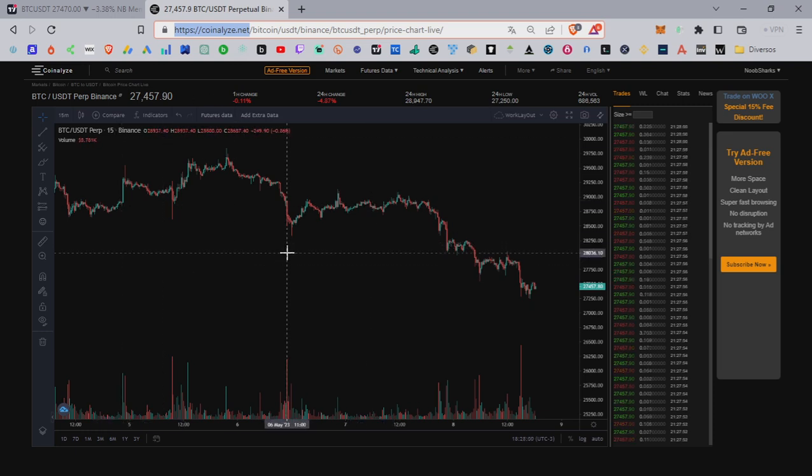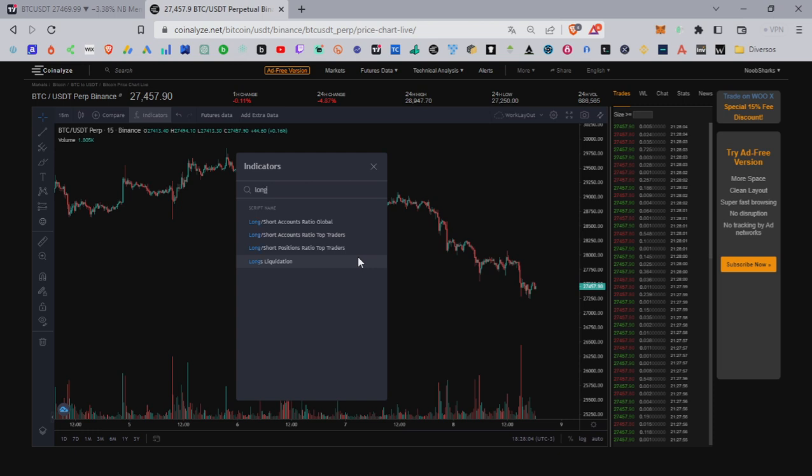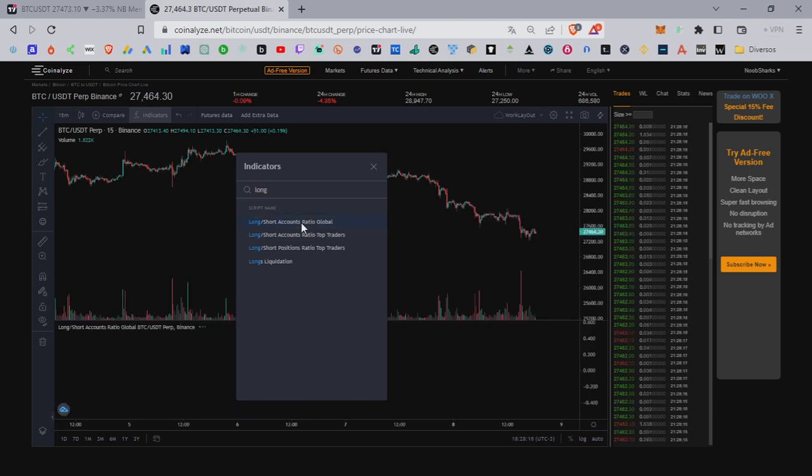So I'm going to put the indicator here. It's long short. You see long short. And you have position ratio top traders, and you have here ratio global account. We are going to use this one, okay?